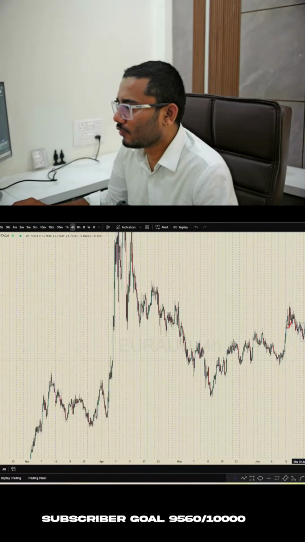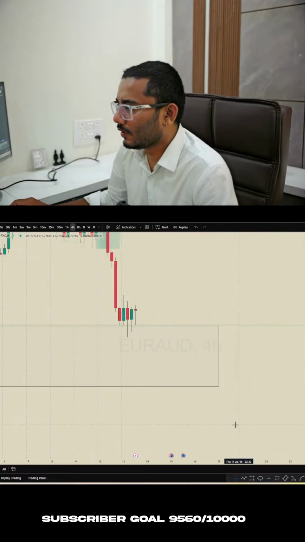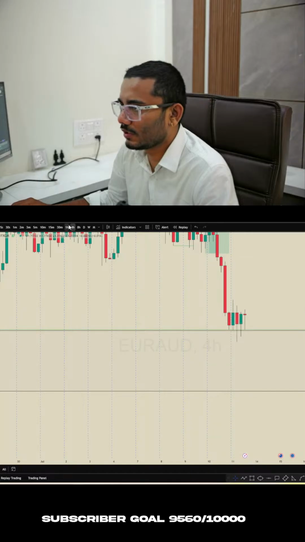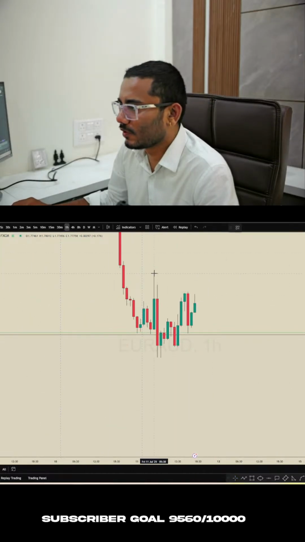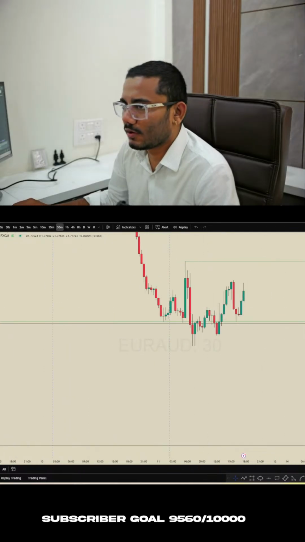So if we go to 4 hour, we can see price is rejecting at this level and it has swept equal lows, like two equal lows, but still price has not broken the previous structure. So this is our previous structure. But our internal structure is still going to the upside.